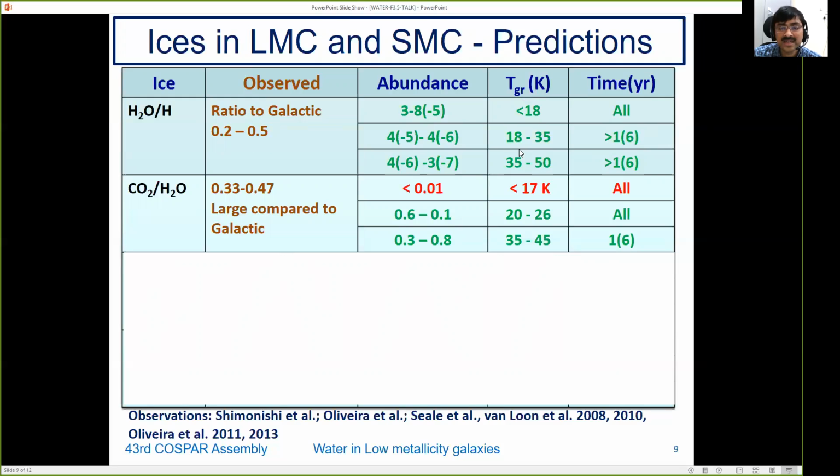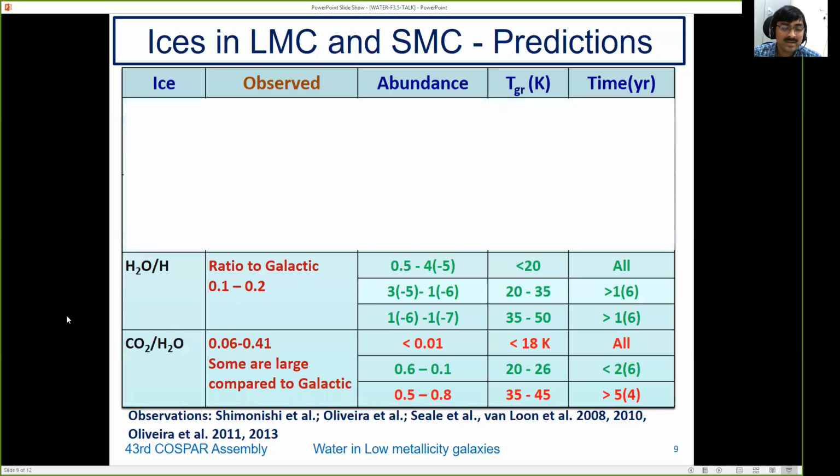But if you increase the grain temperature to higher values, and there are indications that the grain temperature can be higher in the LMC and SMC star-forming regions, then to reproduce this ratio we need a larger time. Another important factor that I would like to mention here is the CO2 to water ratio. It is found to vary between 0.33 and 0.47, which is actually large compared to our galactic values. This can only be produced at higher temperature, above 20 Kelvin or so.